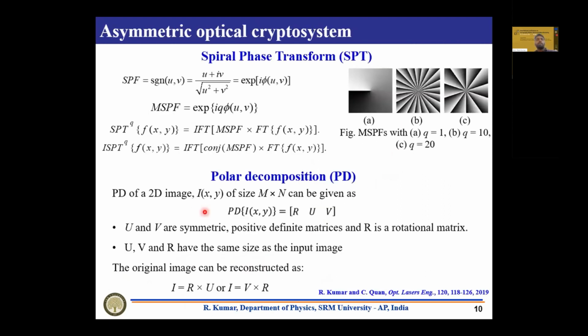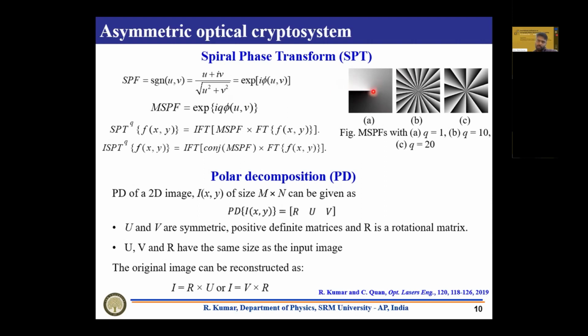Now, the system which I will be talking about uses the spiral phase transform. Mathematically it can be given by these equations, but physically, it is a phase in which there is a singular point, which we use and employ as a security key.